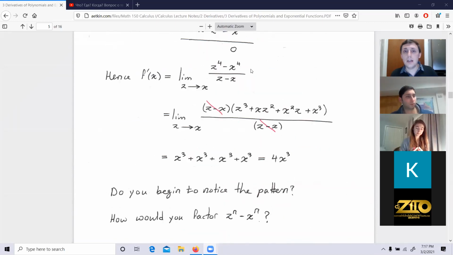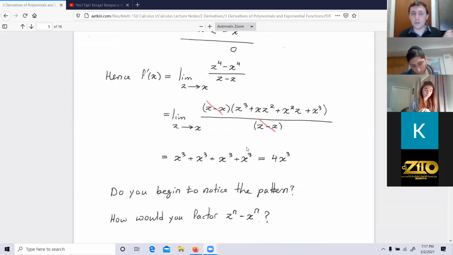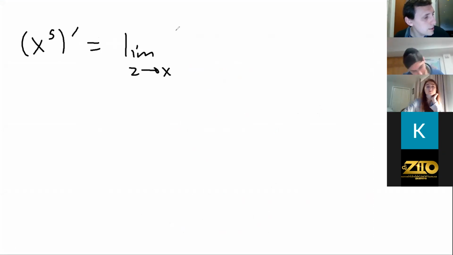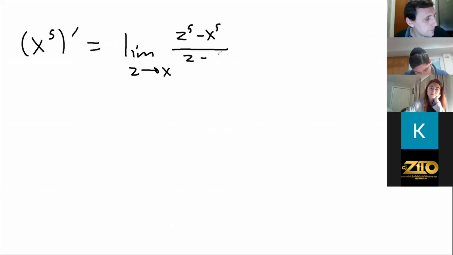Okay, guys. Now, if you understood it, you will tell me how I do that by definition for x to the power of 5. So x to the power of 5, when I take the derivative, that would be the limit as z goes to x of z to the 5 minus x to the 5 divided by z minus x. Tell me, how do I factor the numerator?